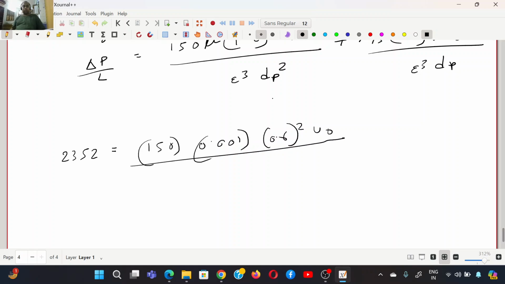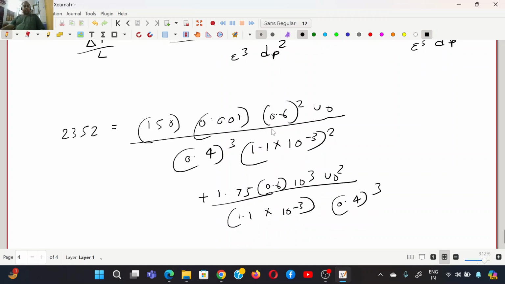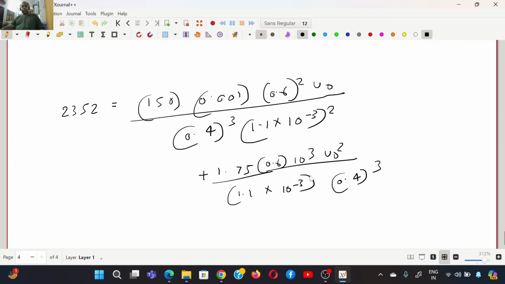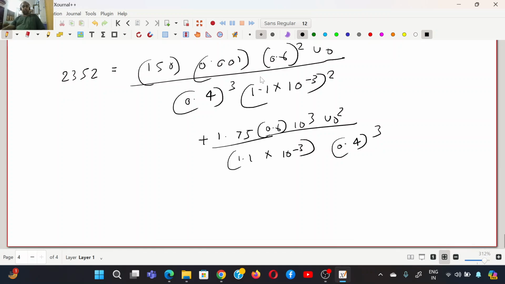U naught we don't know. We have to find the U naught. That is what is asked in the question, minimum fluidization velocity. And you have to calculate U naught. So again, as I said, in such cases you can safely take this part, the Kozeny-Carman part, because flow is usually laminar in packed bed problems. You can later back calculate and check also. I already checked, so you don't have to check.